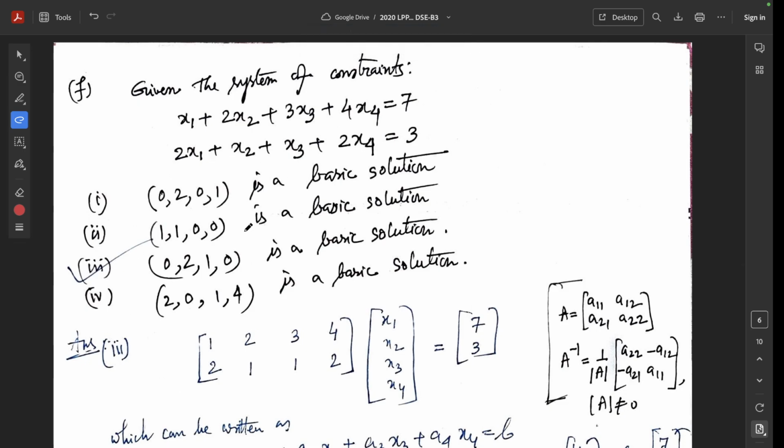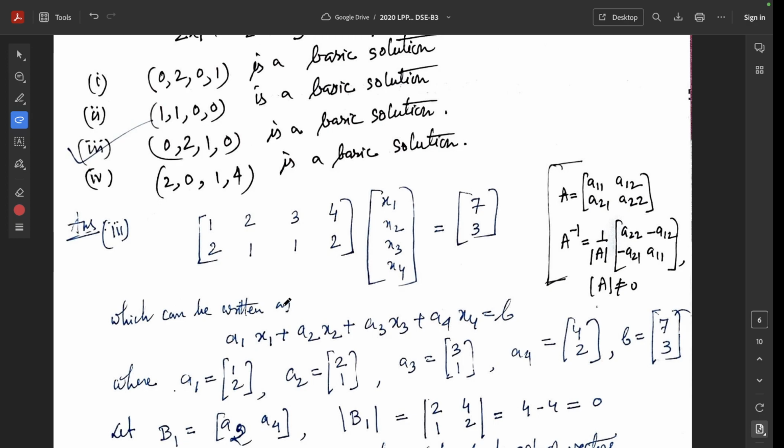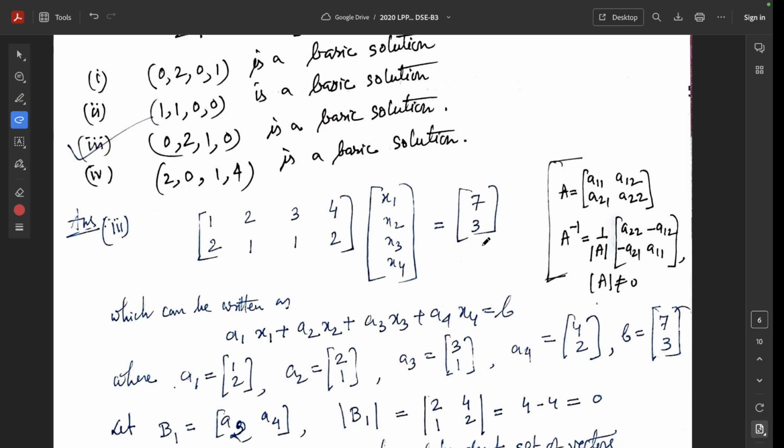The given system can be written in matrix form as 1, 2, 3, 4; 2, 1, 1, 2, times x1, x2, x3, x4, and this is the B matrix 3, 7. Which can be written as A1 x1 plus A2 x2 plus A3 x3 plus A4 x4 equal to B, where A1 is the first column, 1, 2, A2 is the second column, 2, 1, A3 is the third column, 3, 1, A4 is the fourth column, and B is the matrix 7, 3.